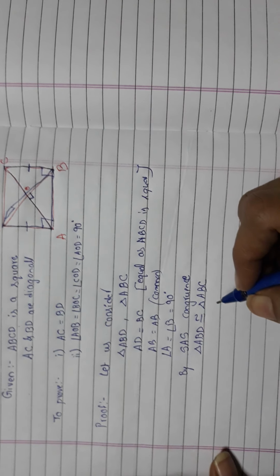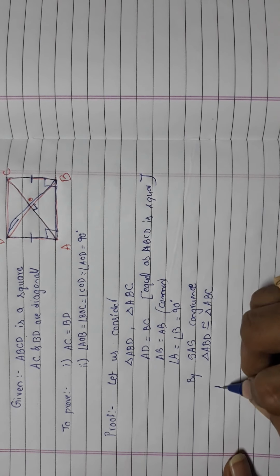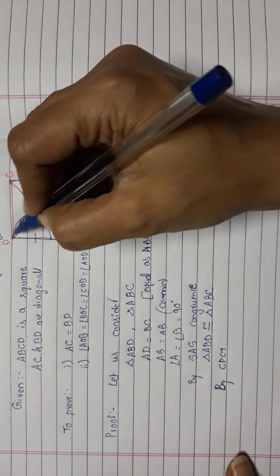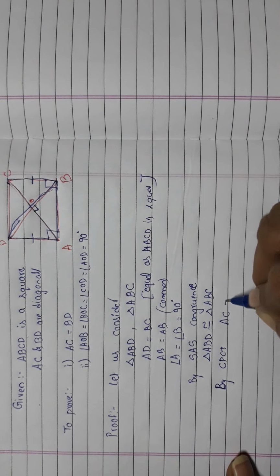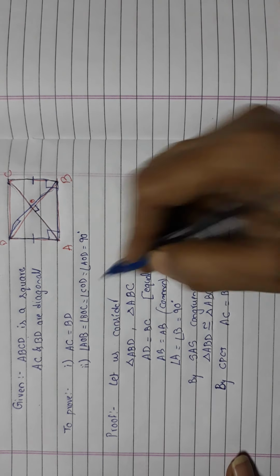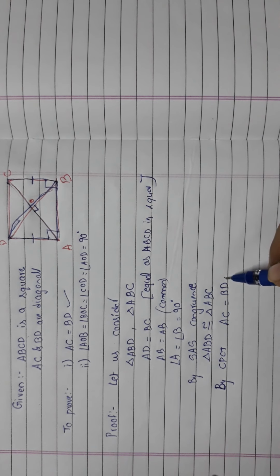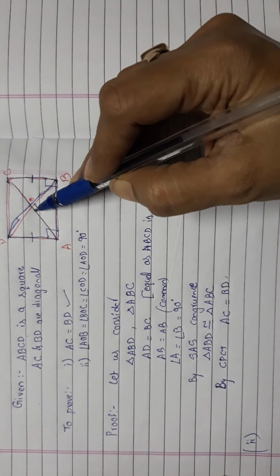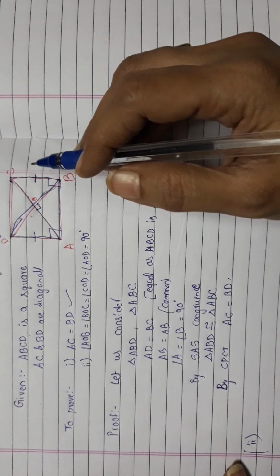I hope everybody understood till here children. So we have proven the first part. Then by CPCT, what you can say, their diagonals are equal. Therefore AC is equals to BD. So our first condition is proved children. Yes. Now let us prove the second part of the question. What you have to prove? The angles at the point of intersection of the diagonals are 90, you have to prove.